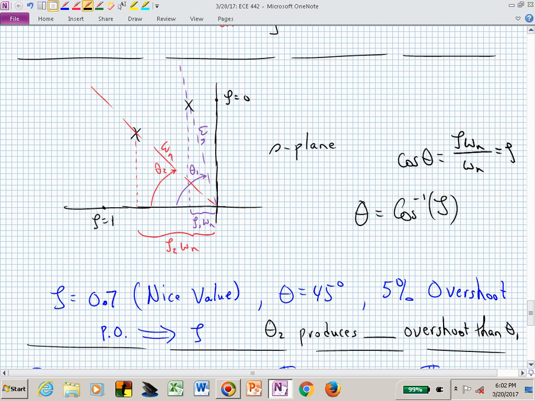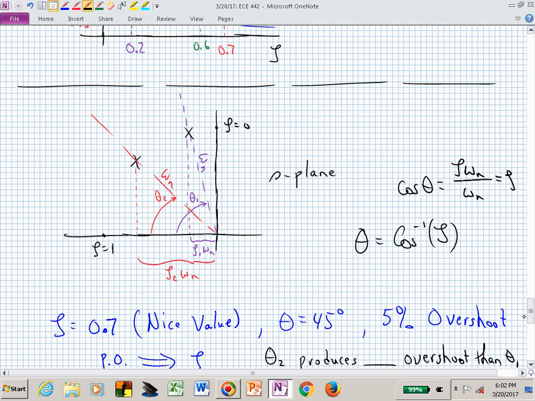Theta 2 now has more damping. The pole has now moved further into the left half plane. It has a bigger real part. Its angle is smaller, so that now we have a smaller angle. If you said theta 1 is 60 degrees, what's its cosine? 0.5. What's the cosine of 45? 0.7. So we have more damping with theta sub 2.